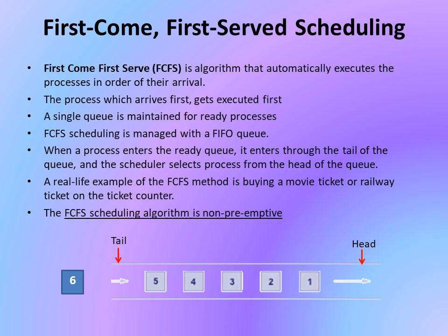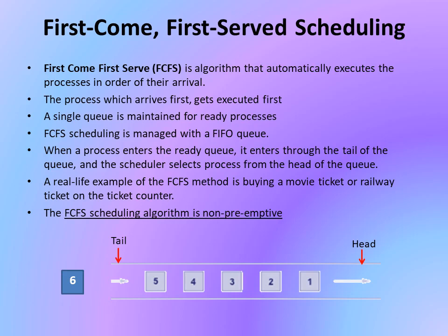In other words, we can say that CPU is allocated to the process in the order of their request. For first come first serve scheduling algorithm, there is only one queue maintained for all the processes in the ready state, and this queue is managed on the first come first serve basis. So now when a process enters the ready queue, it enters through the tail of the queue, whereas the scheduler selects the process for execution from the head of the queue.